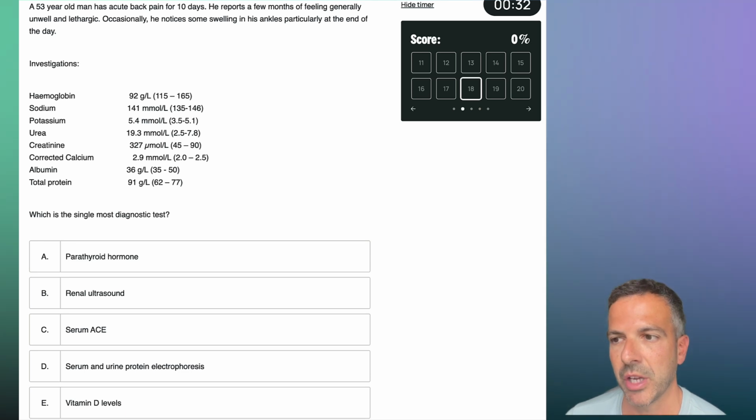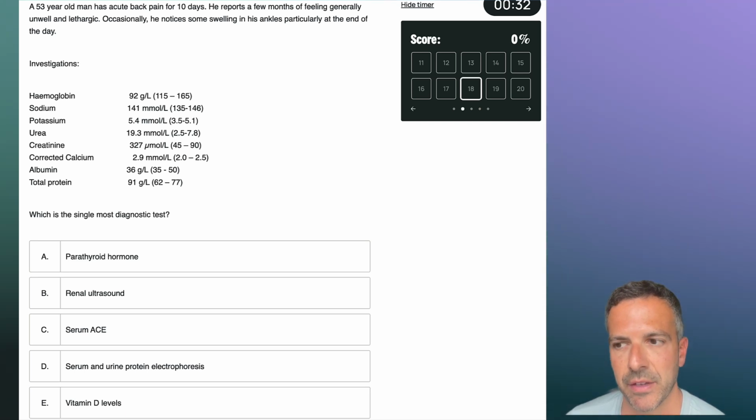We have a hemoglobin of 92, a little low, a sodium of 141, which is normal, potassium of 5.4, marginally raised, urea of 19.3, which is elevated, creatinine of 327, which is markedly elevated, so we automatically can see there is an AKI, acute kidney injury.